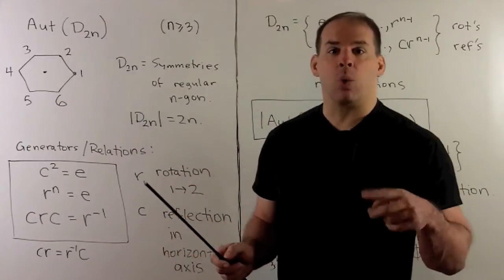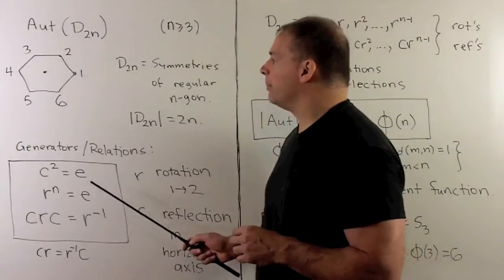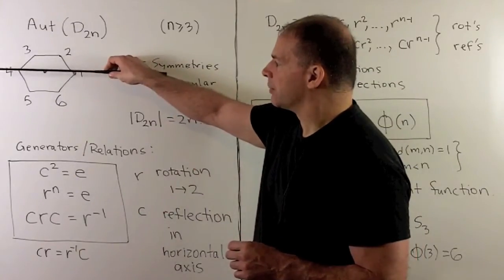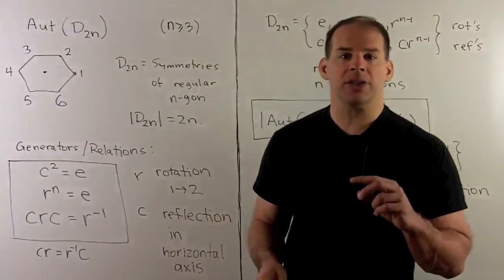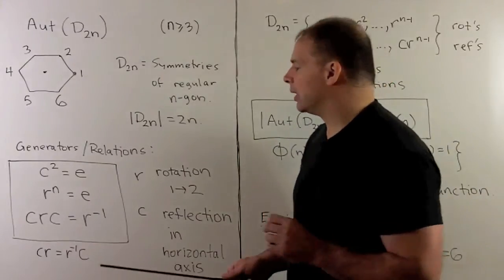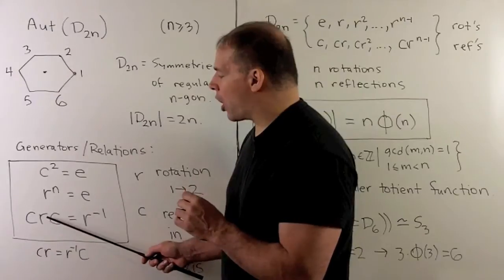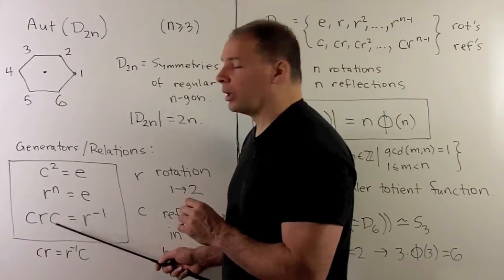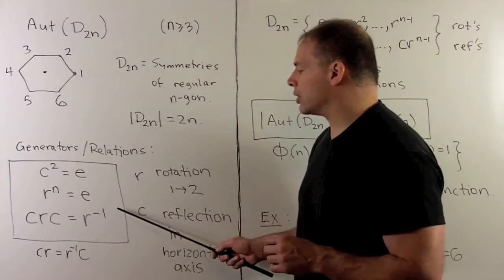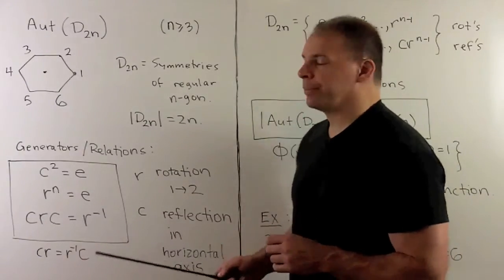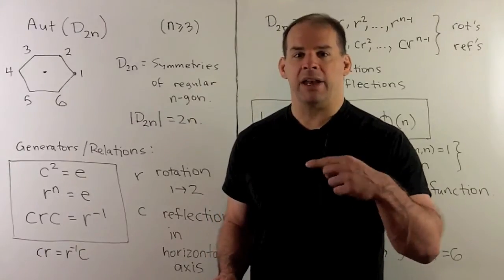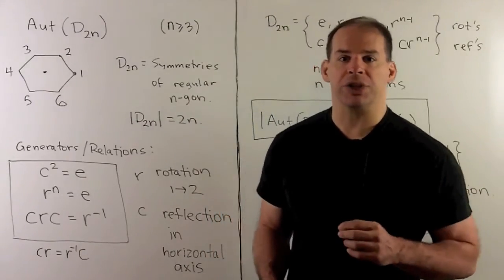That's going to have order n, so we have R to the n equals the identity. C is going to be reflection through the x-axis. If we do that twice, we get back to where we started, so C squared is the identity. Then we have the relation: if I take R, conjugate by C, note C is order 2, so C equals C inverse, we get R inverse. So this just says, if I flip through the x-axis, rotate, flip again, then I just rotate in the other direction.